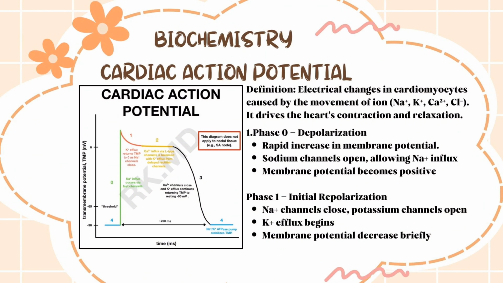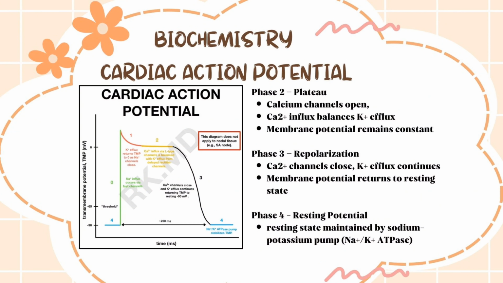Next is phase 1, where sodium channel close, potassium channel open, and potassium efflux begins, causing slightly lowering the membrane potential. The next phase is phase 2. Calcium channel open and influx of calcium will balance the potassium efflux. Membrane potential remain constant. So, repolarization occurs in next phase, which is phase 3.